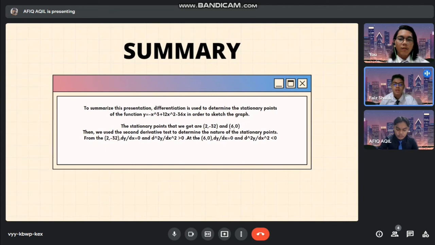From that, we got at coordinate (2, negative 32), dy/dx equals 0 and d power of 2 y over dx power of 2 is more than 0. At the second coordinate (6, 0), dy/dx equals 0 and d power of 2 y over dx power of 2 is less than 0.